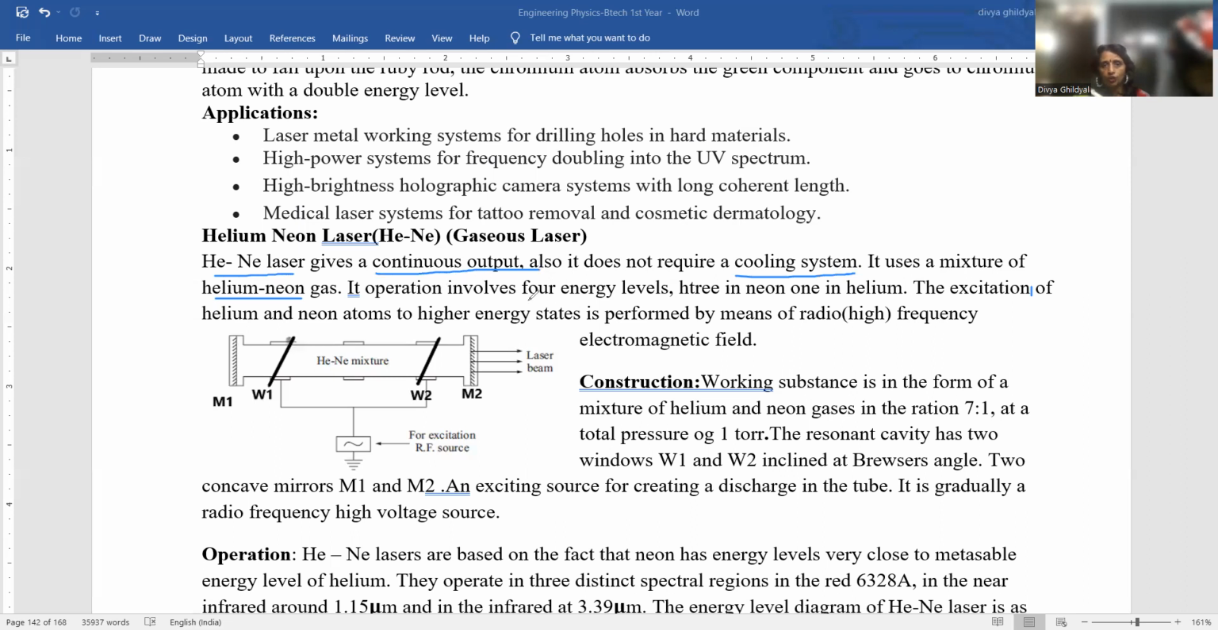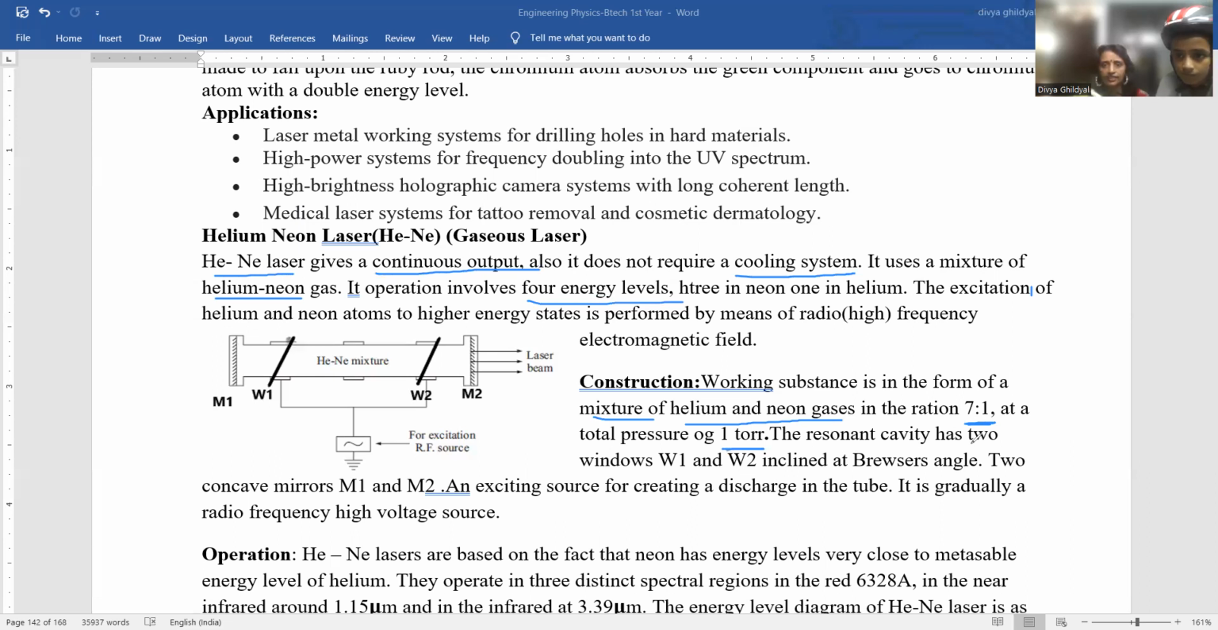Its operation involves 4 energy levels, 3 in neon and 1 in helium atom. The excitation of helium and neon atoms to higher energy states is performed by means of a high frequency electromagnetic field. The working substance is a mixture of helium and neon gases in the ratio of 7:1 at a total pressure of 1 torr.